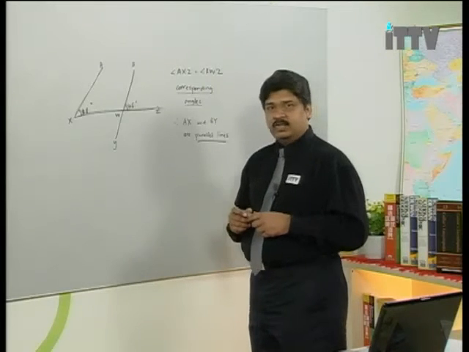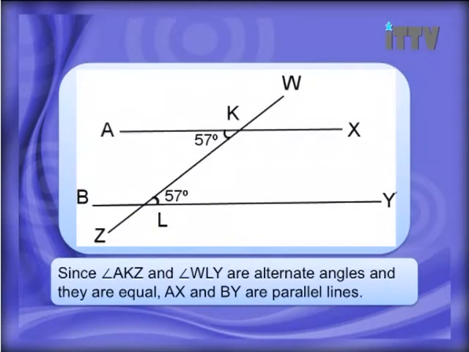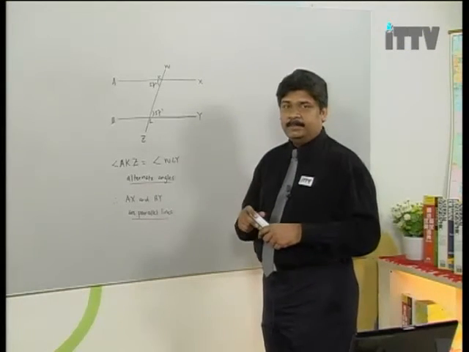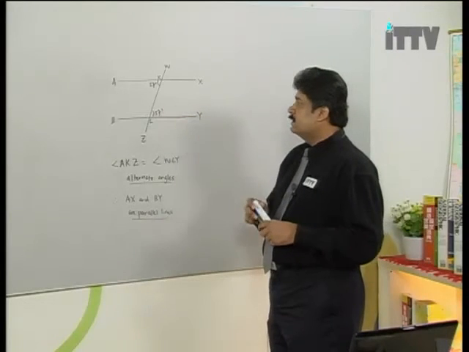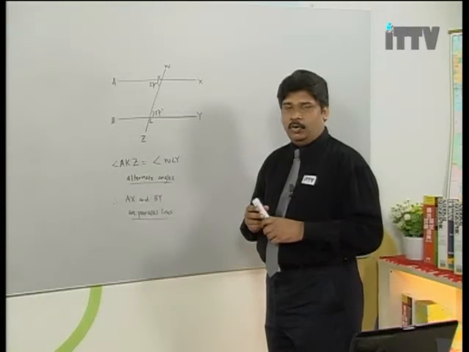Let's turn to the second question. What can be said of the lines AX and BY in the following diagrams? Since angle AKZ and angle WLY are alternate angles and they are equal, therefore line AX and BY are parallel lines. Well, boys and girls, when we look into the next question, they are requiring us to answer whether line AX and BY are parallel or not.